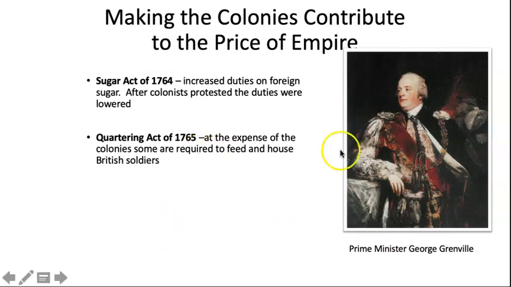The Quartering Act is relevant also because when we look at the first 10 amendments of the Constitution, the Bill of Rights, with almost all of them, we can trace them back to things that the colonists didn't like during this period, right?